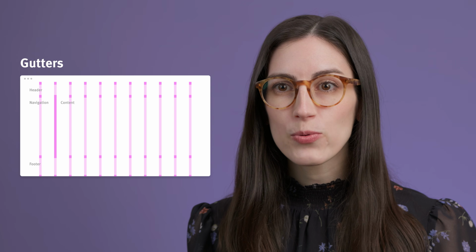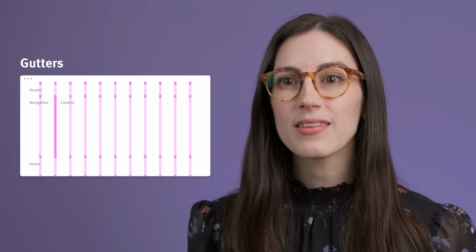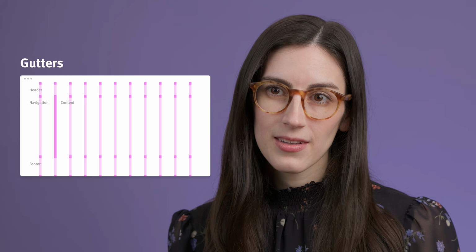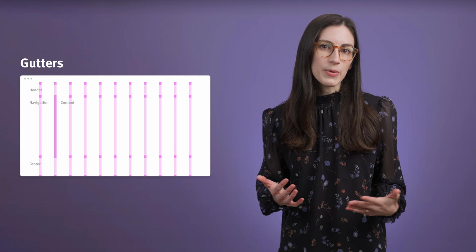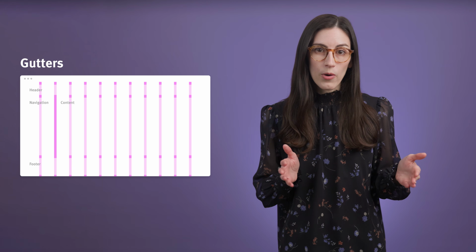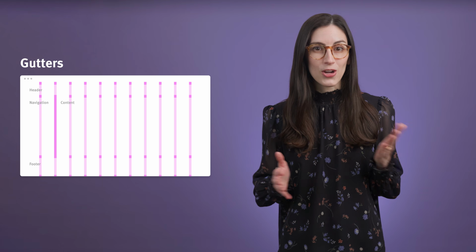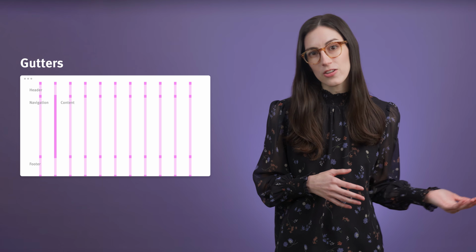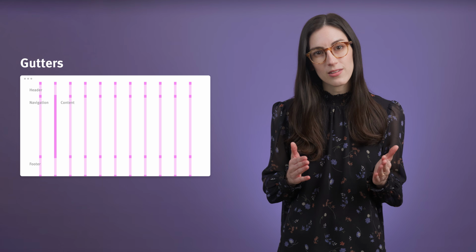Gutters are the spaces between columns that separate elements and content from different columns. Gutter widths are fixed values but can change based on different breakpoints. For example, wider gutters are appropriate for larger screens, whereas smaller gutters are appropriate for smaller screens, like mobile.